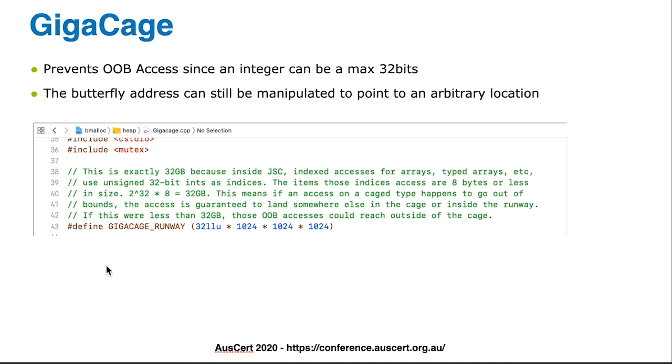And the way it works is that different objects are caged, and they're caged between something which we call runway. The size of the runway is the maximum value of an integer, which is 32 bits. What this means is that even if we have an out-of-bounds array access, the maximum value of the index in the array can be 32 bits, right? So even if you put a very big value on it, it will most likely end up in the runway between those two objects.